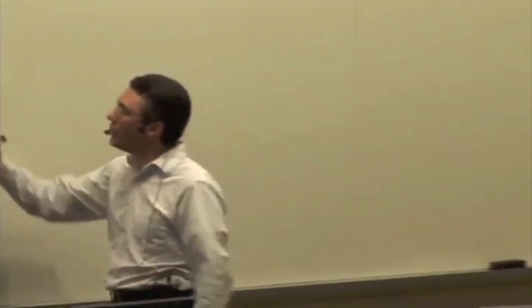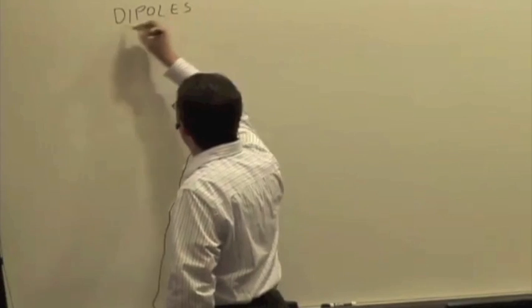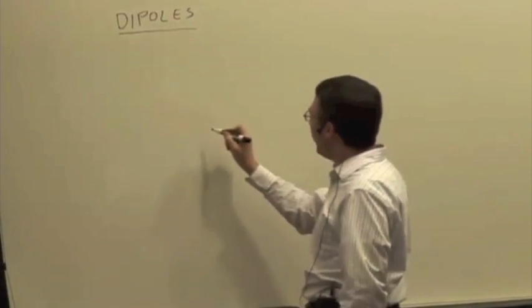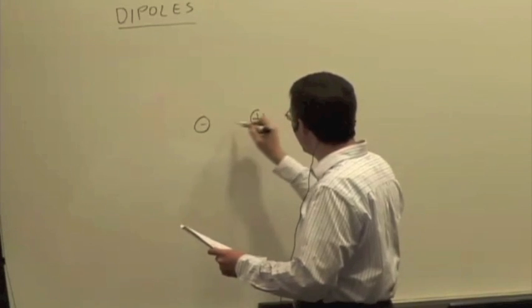So I'm actually going to start by doing a little derivation. We talked about dipoles last time, so let's just review that. We said that dipoles are two point charges, one positive, one negative, equal magnitudes, opposite sign.